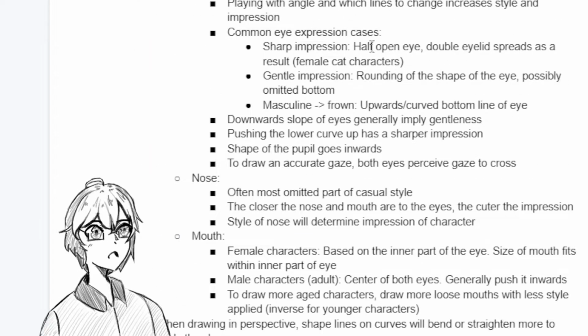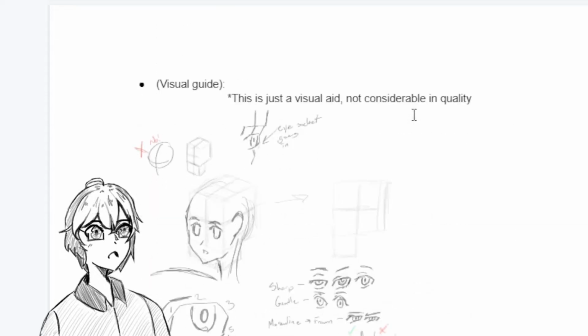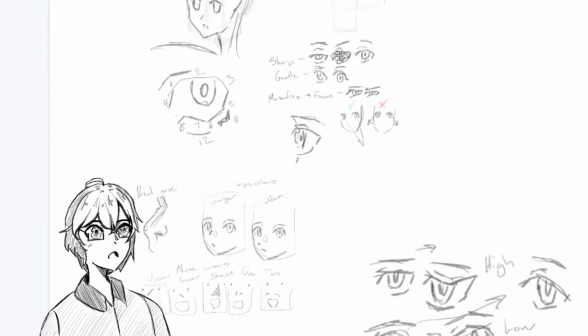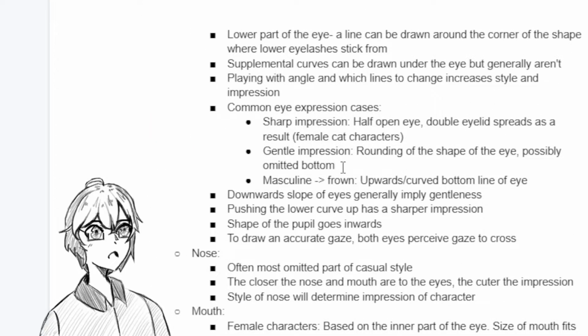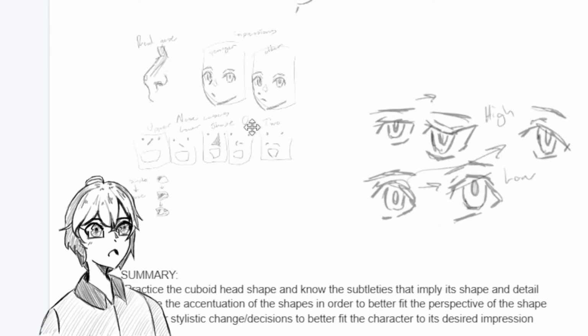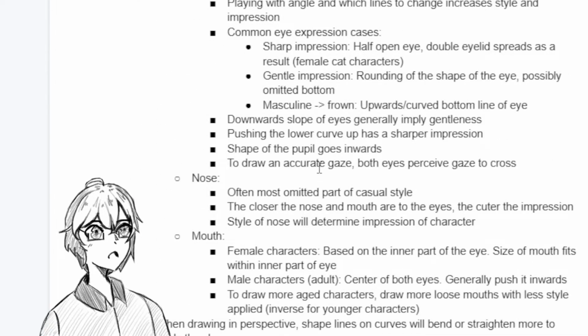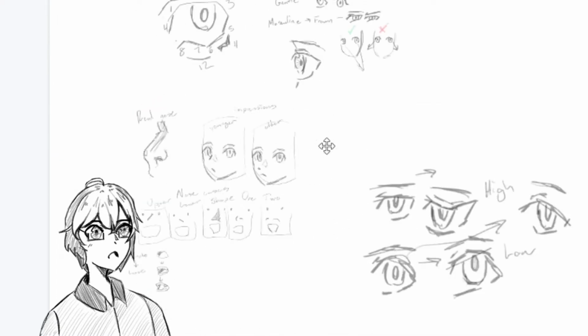So some common eye expression cases: the sharp impression, which is going to be a half open eye with a double eyelid spread over it as a result. So you can see this is more for a seductive gaze or a more sharp looking character in general. And then you've got your gentle impression, which, like mentioned prior, is the rounding of the shape of the eye to give a less sharp impression. And then your masculine to frown, which is an upward curved bottom of the line of the eye.